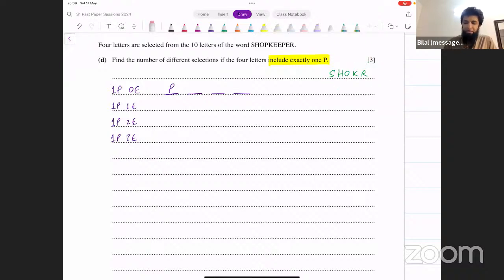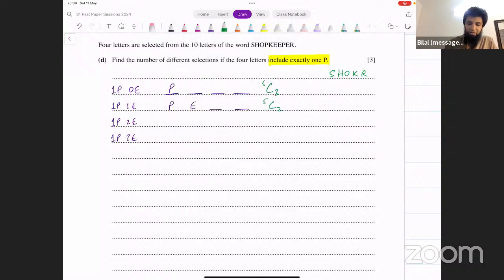From these 5 letters, we have to select 3 more letters. So that is 5C3. Then in the second case, we have 1 P and 1 E selected already. We have 2 remaining places. That means from the remaining 5 letters, we have to select 2.